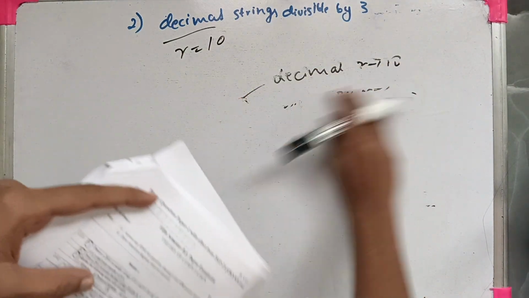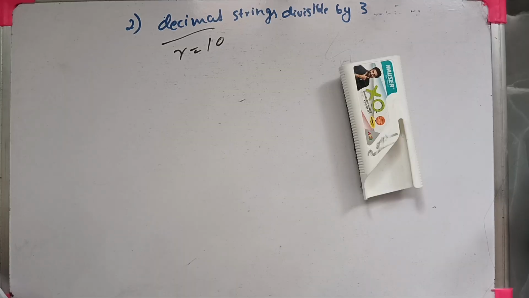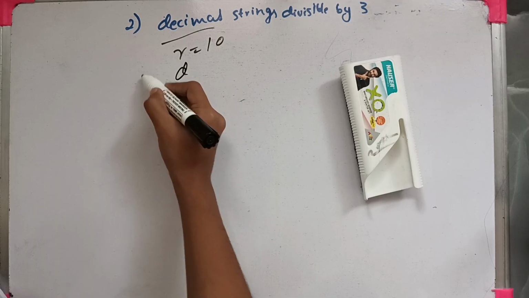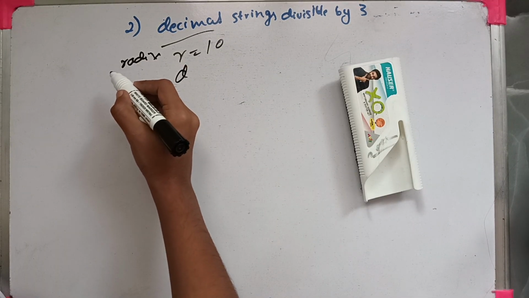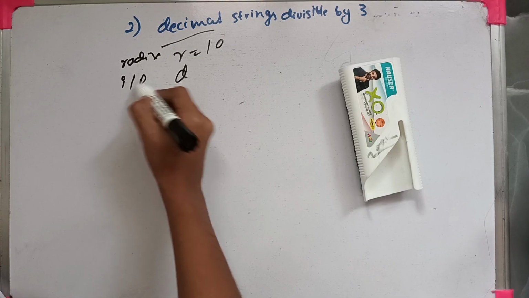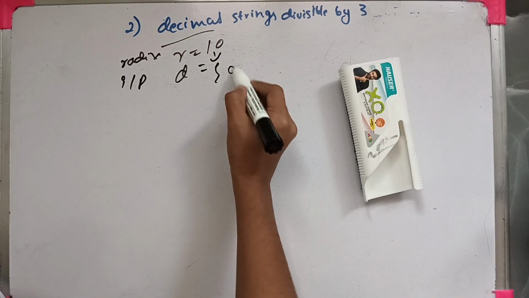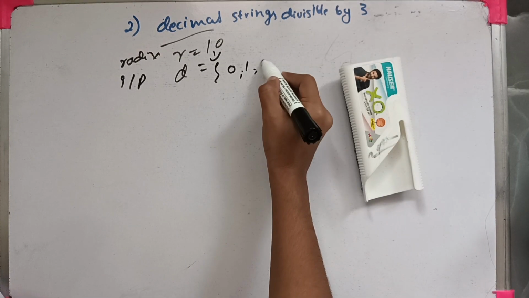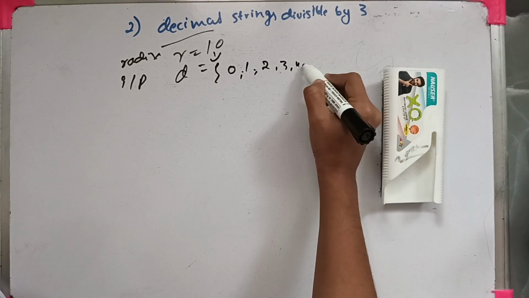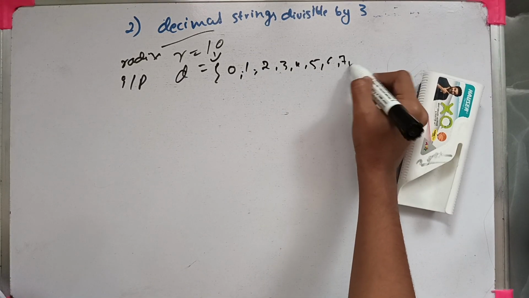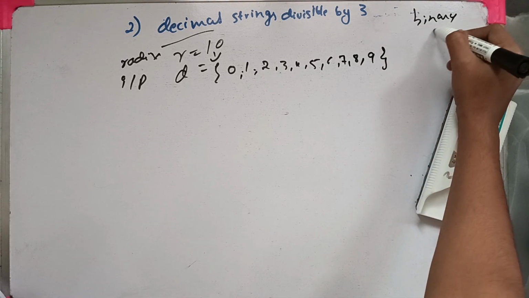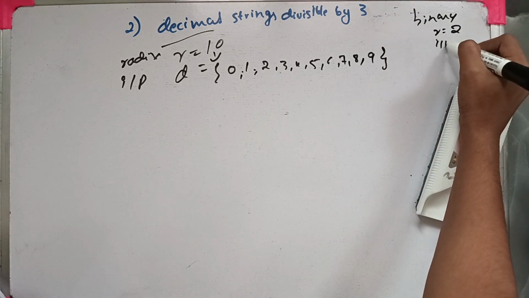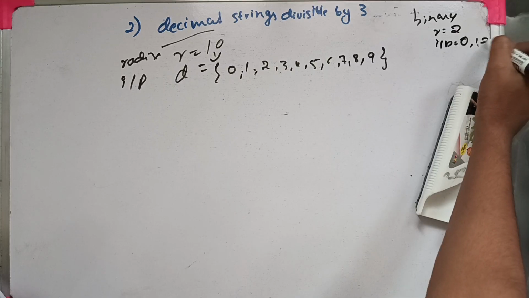Okay, then what are the input alphabets? This is the radix. Next, what are the input alphabets for this? That is 0 to 9. Okay, 0, 1, 2. If they ask in binary, then r is 2, then what are the input alphabets? That is 0, 1.